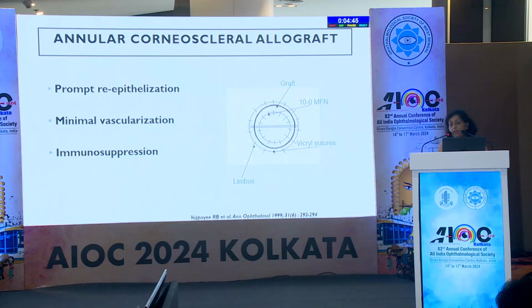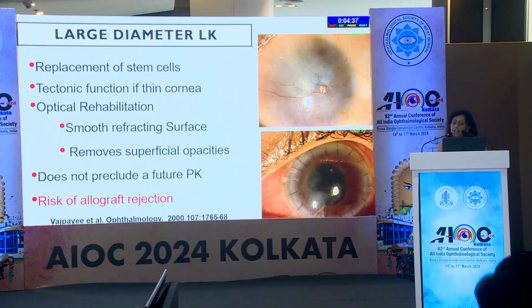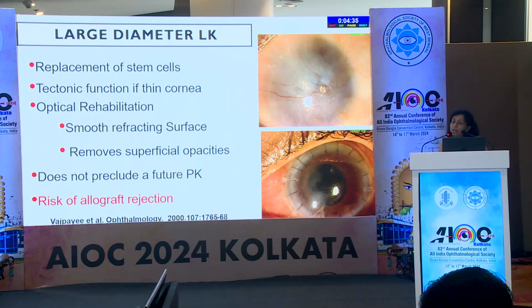And if you have a very severe case or monocular patient, you can even do an annular corneoscleral allograft, which has been done like this. And a large diameter LK is what we recommend if you have a thin cornea, because when you have a cornea where after removing the pannus there's going to be less than 300 microns, then that cornea is too thin and it tends to melt.